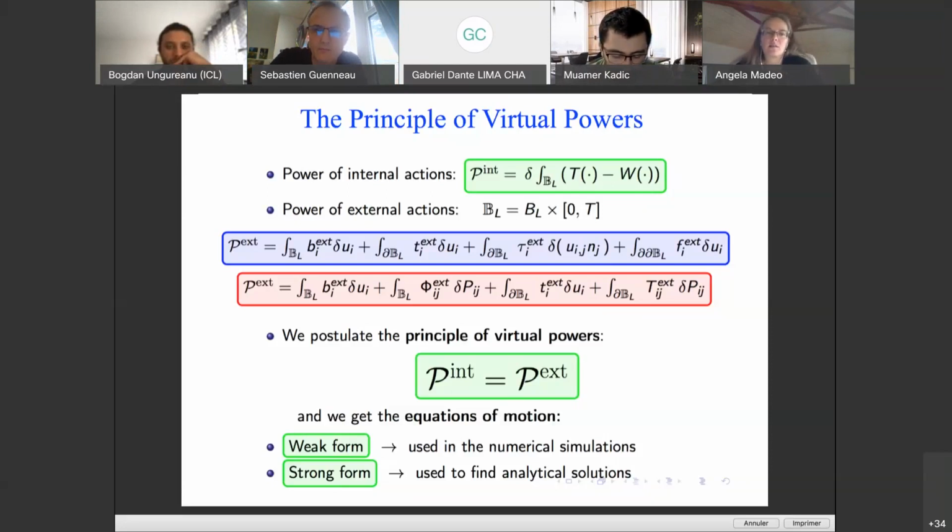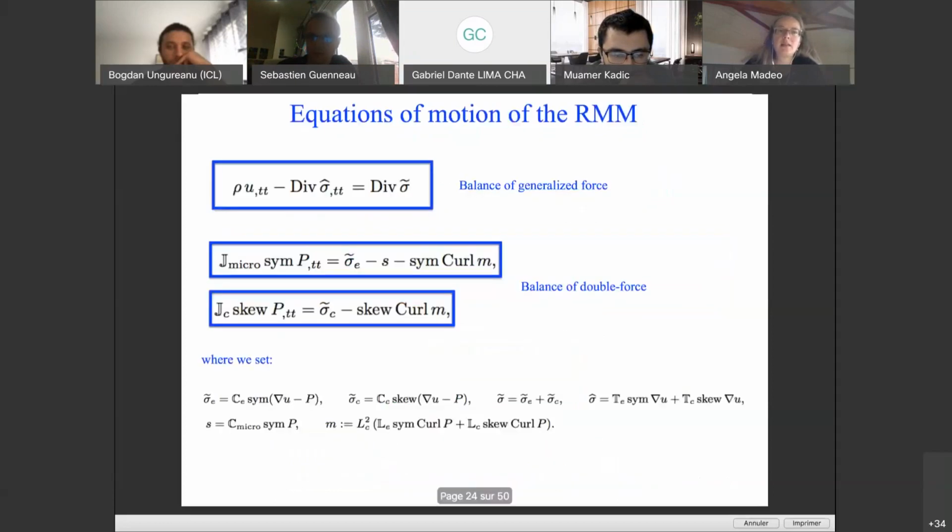But once this power of external action is introduced, we can proceed exactly as we did before. We postulate the principle of virtual powers, or at least an action principle, and we can end up with the equations of motion for our system. Here we arrive at the strong form because we want to study wave propagation.